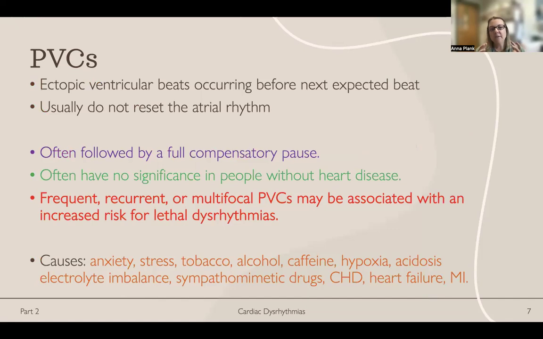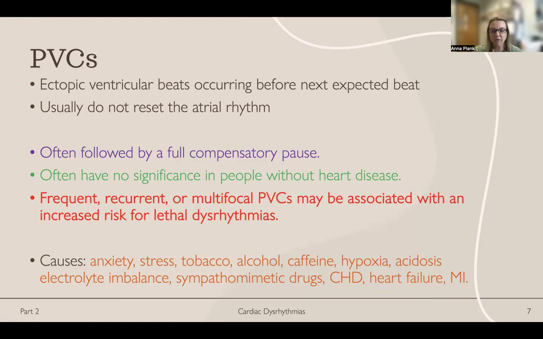If it is starting to really be recurrent, right? If we notice that it was one every once in a while, then it goes to a triplet, then it goes to trigeminy, then we know that that heart muscle is getting oversensitive, it's getting irritated, and we want to keep an eye on that because, while it might be nothing, it also could indicate that there's a risk of something more lethal on the horizon. So we definitely want to keep a look at this.